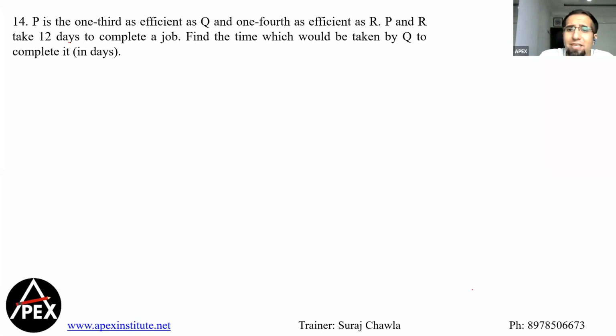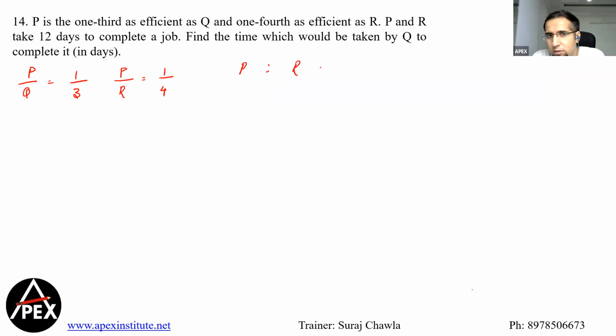Now we are given two different ratios here. If you observe, P by Q, I'm given as 1 by 3. And I'm given P is 1/4 as efficient as R. So P by R becomes 1:4. Now, if I need to merge two ratios, as you would have learned in ratios class, the only condition is the repeated term should be numerically the same, which is already there. So when P is equal to 1, Q is equal to 3. Similarly, when P is equal to 1, R is equal to 4.